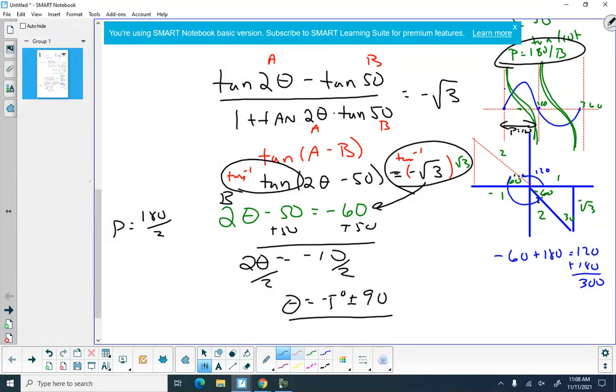Other ones from the back. Once again, the key is to write your A above your theta, B above your angle measure. And then how do I take it from the right back into my left? That gives me my two equations at that point. Other ones.